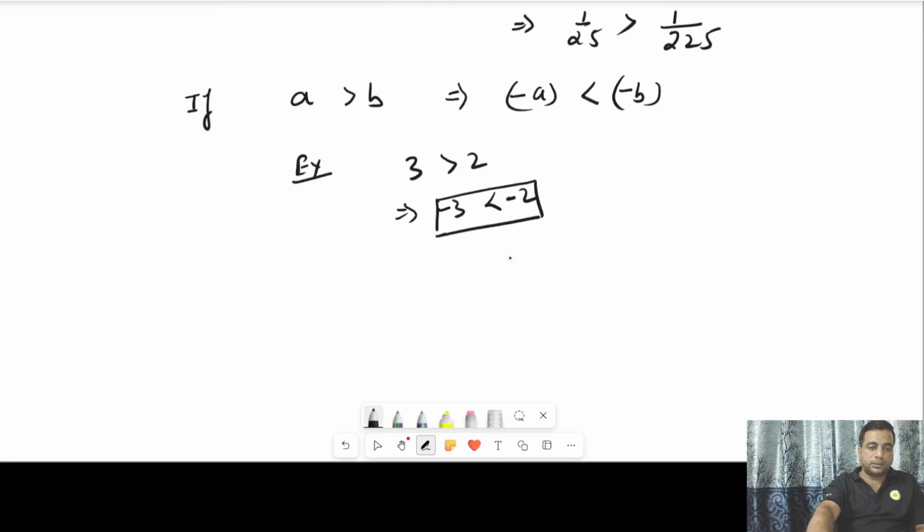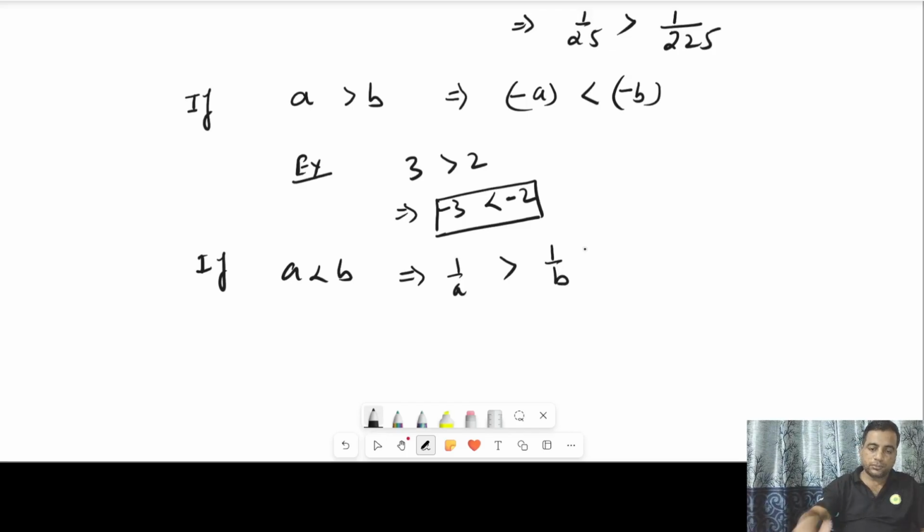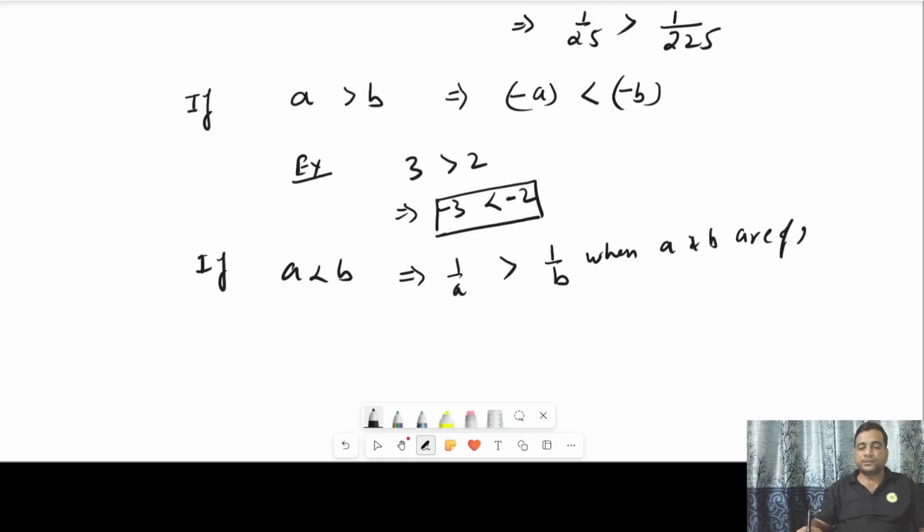Next rule. If a is less than b, then the reciprocal of a is greater than the reciprocal of b. But this is applicable when a and b are of the same sign. If a is negative, then b must be negative.